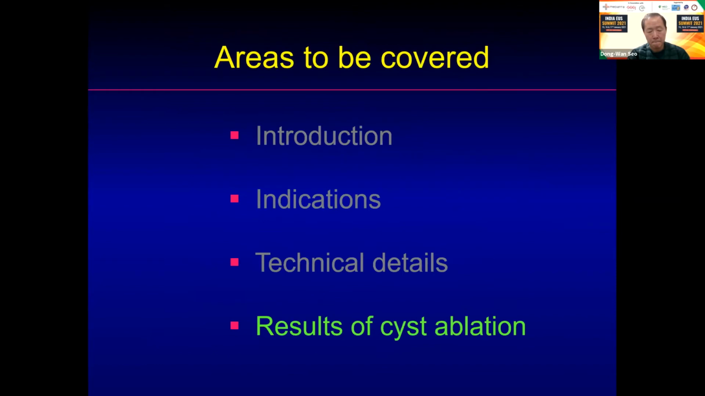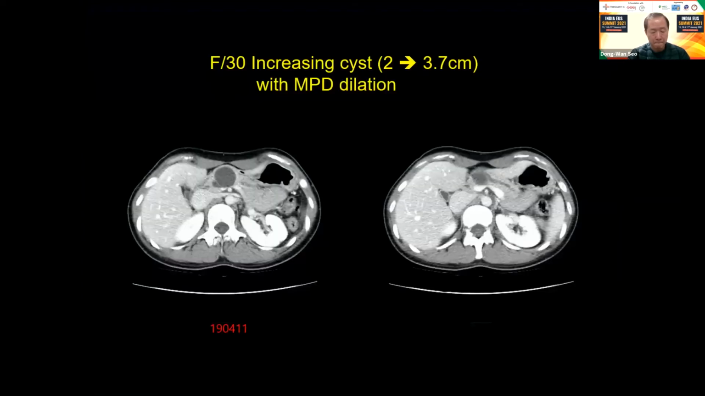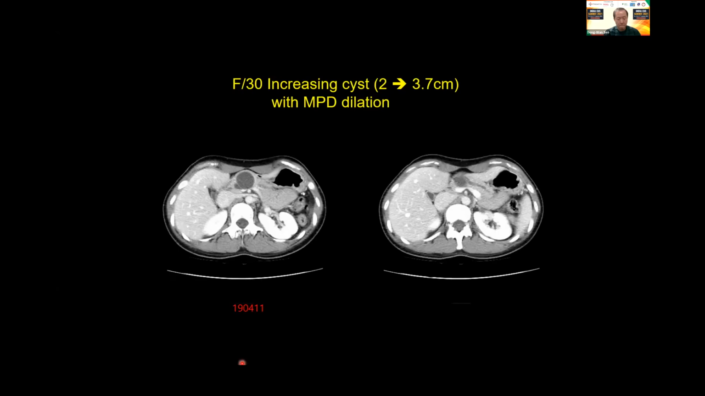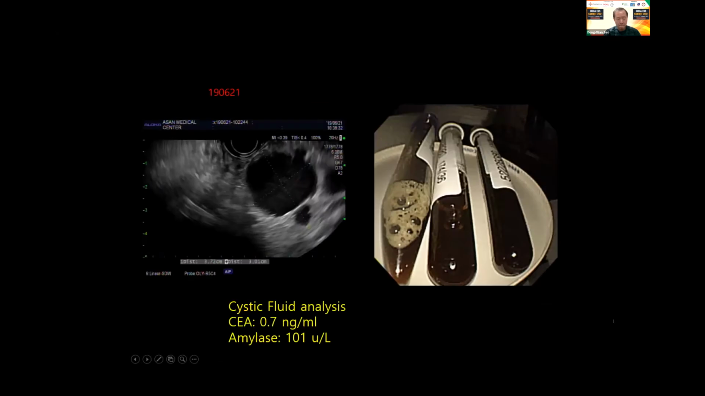Let me move on to the last part, the results of EUS-guided cyst ablation. This is a 30-year-old female patient with a size-growing cyst in the body of the pancreas. It caused compressive symptoms, and the upstream MPD is showing dilation. This is at the time of EUS-guided aspiration. The size was 3.7 cm, the aspirate color was dark brown, the CA was very low, and amylase was 101.